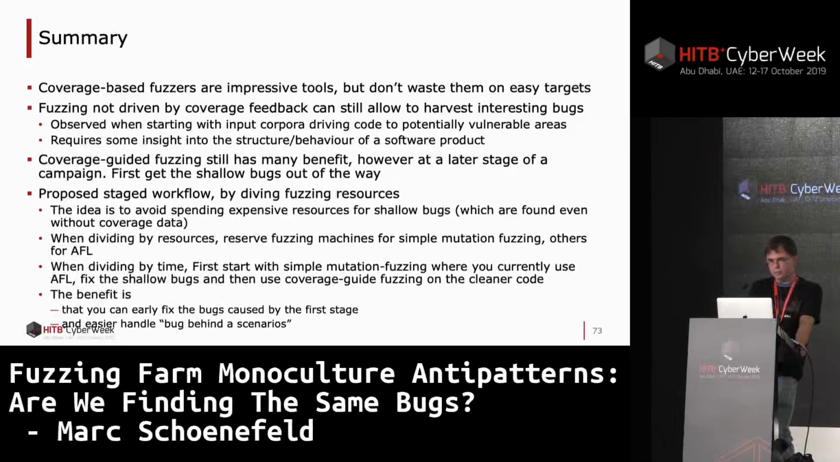So dividing by resources, reserve machines for simple mutation fuzzing, others for AFL. Or if you divide it by time, you can take advantage that you first get rid of the easy bugs, and then start fuzzing the code with coverage-based fuzzing, and also have more and better coverage information about the cleaner code. And you can fix your bugs in parallel and still fuzz in the other campaign.